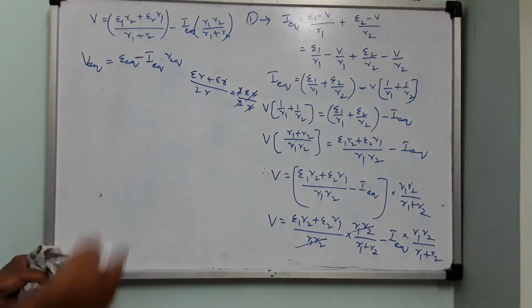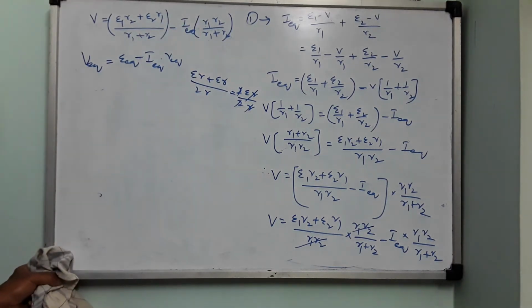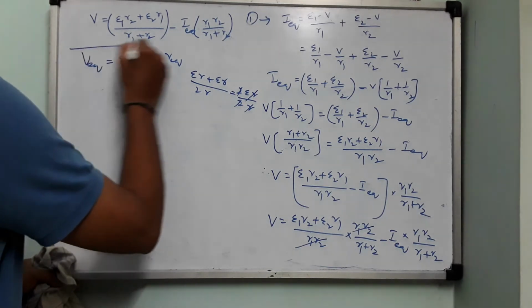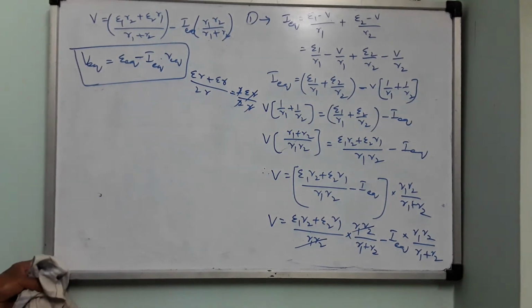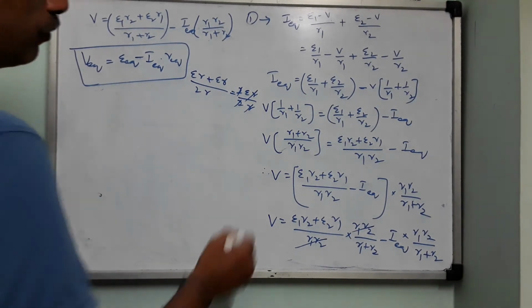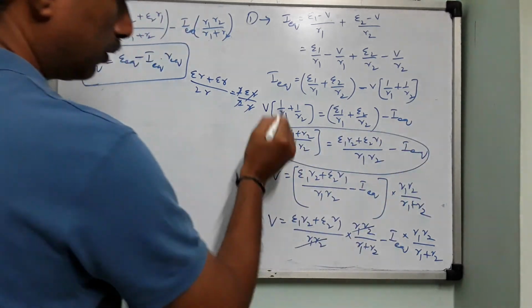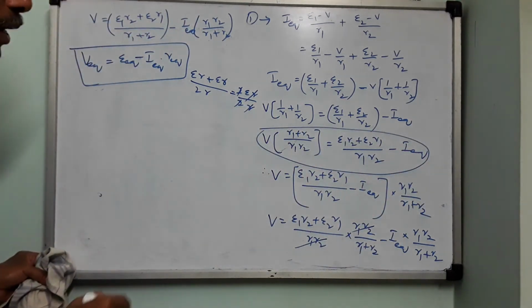What is this R equivalent? R1 R2 by R1 plus R2. Parallel combination. 1 by R equals 1 by R1 plus 1 by R2. When you write R equals, it will be R1 R2 by R1 plus R2. So this is the final expression. So generally, children will be tempted to conclude here itself. This is the final derivation, they think.